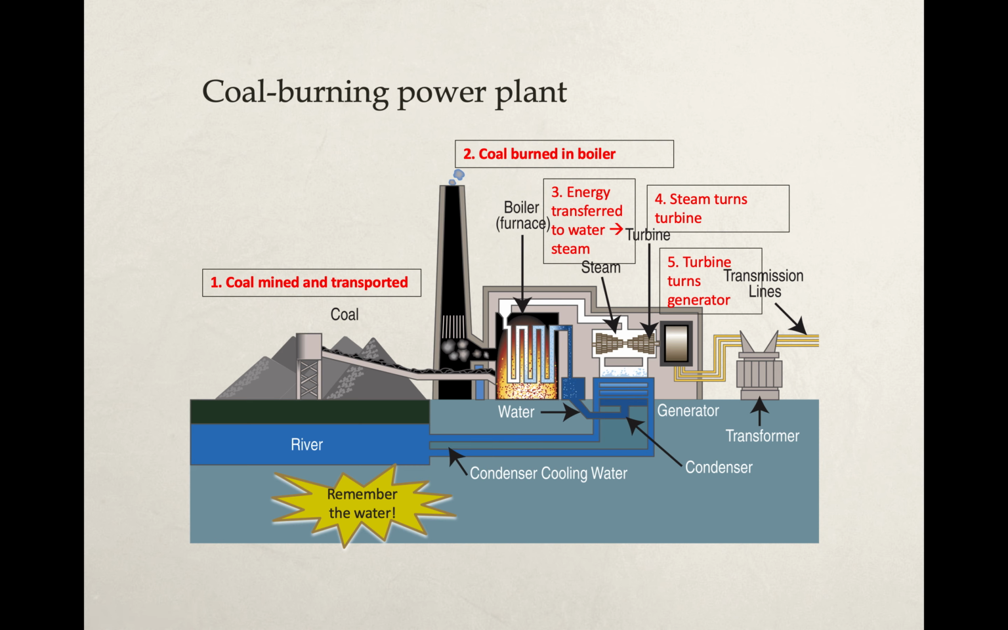Key things to remember here: water, as well as emissions. So water is an essential part of generation of electricity. Emissions are something that are produced as a side effect. So with coal, there's a lot of emissions. Coal is very dirty to burn, and as a result, there's a lot of pollutants that are produced.